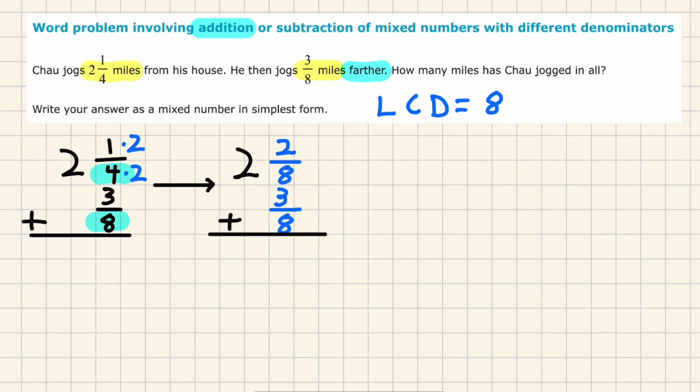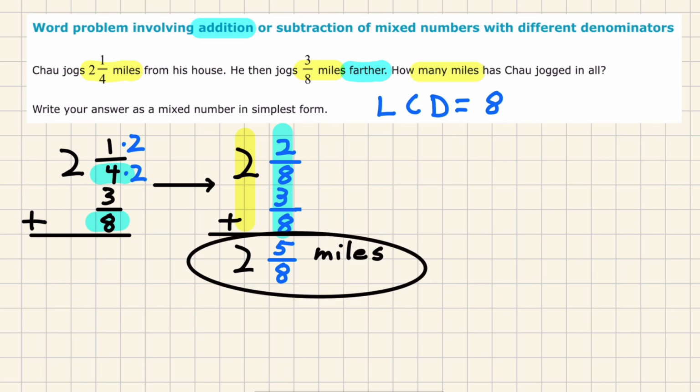From here, I can add, starting with the fractions. 2/8 plus 3/8 has a common denominator of 8, and 2 plus 3 is 5. Then for the whole numbers, 2 plus 0 is 2. The 5/8 is in simplest form. Looking back at the question, we were asked how many miles, so our solution is 2 5/8 miles.